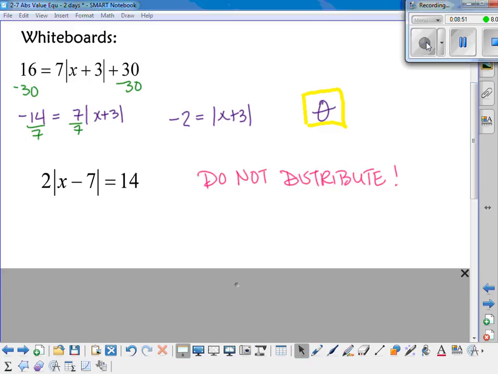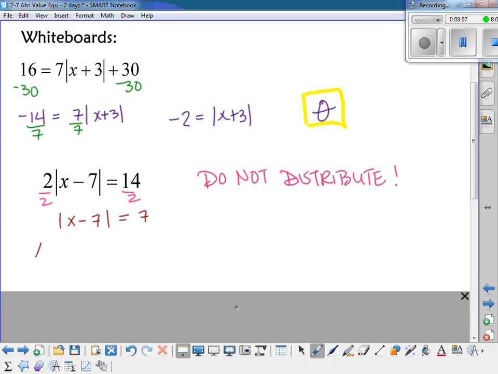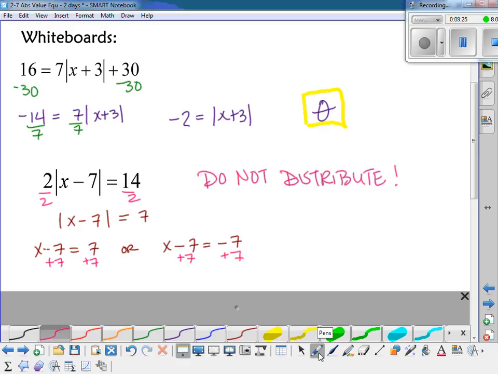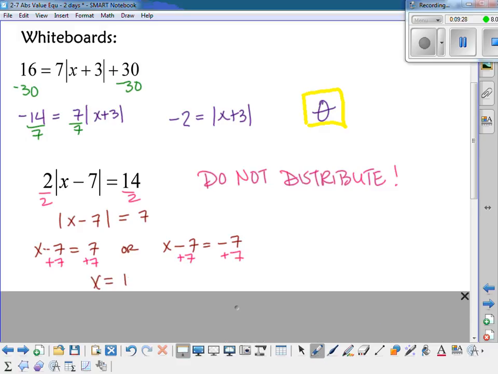Okay, hopefully you did not distribute. On this one you had to divide. So we'll divide both sides by 2. And then I have the absolute value of x minus 7 is equal to 7. So I need to write the positive and negative cases. X minus 7 might equal positive 7, or x minus 7 could equal negative 7. For both of them, you would add 7 to both sides. And so your answer that you should have gotten was x equals 14 or 0.